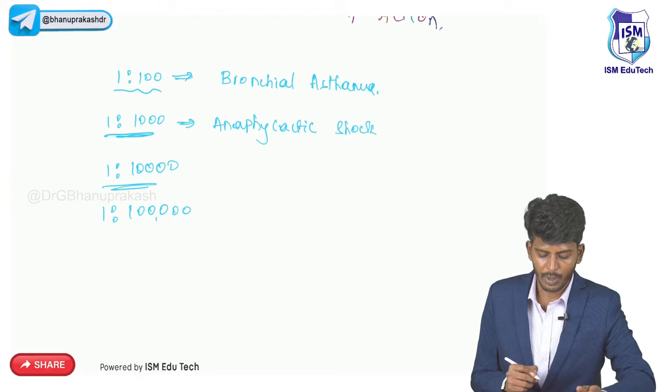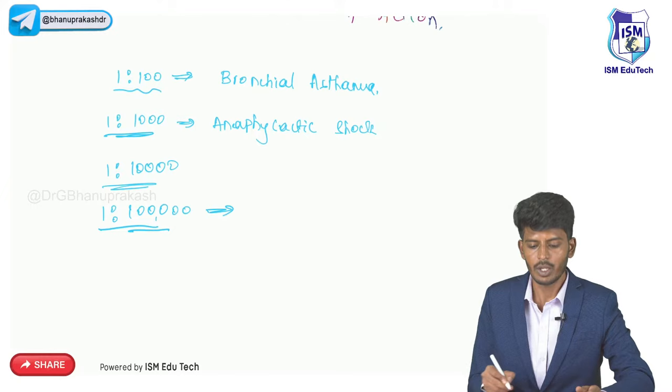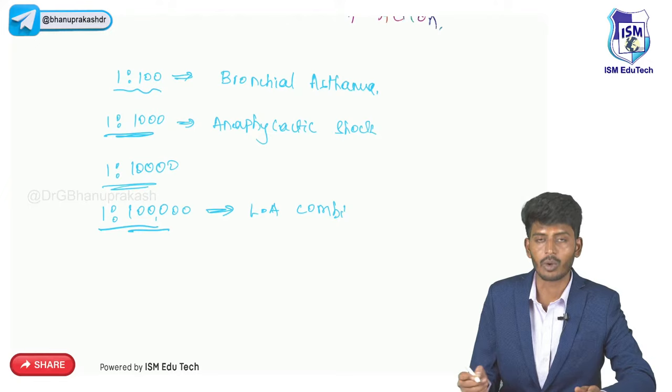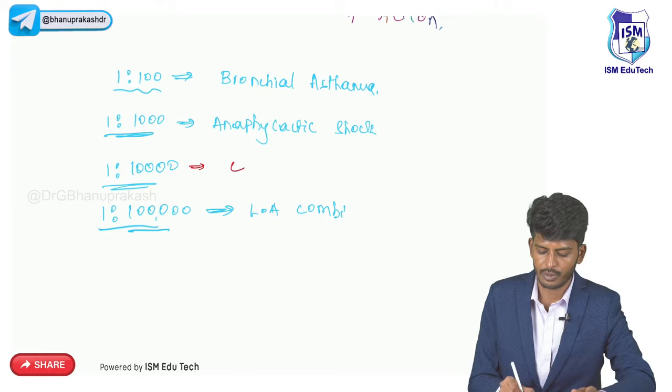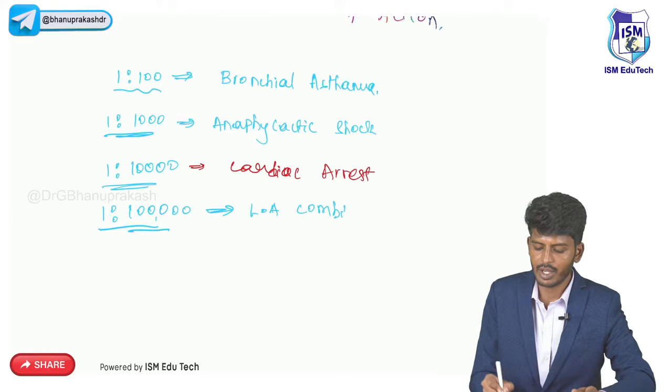But the important aspect is what? The 1:1 lakh dose will vary. So where do we use this dose? This is used for the local anesthetic combination. Now, 1:10,000 is used for cardiac arrest.